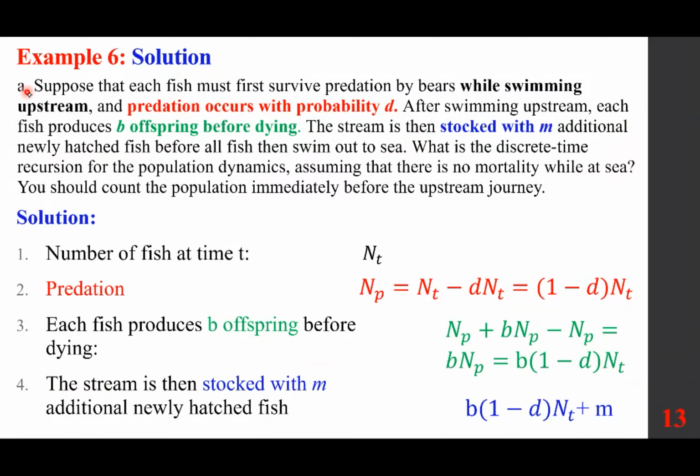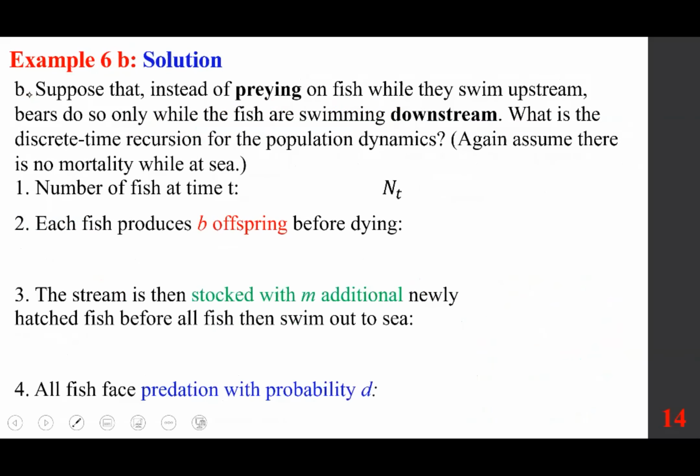Now, let's look at a slightly different scenario. Suppose that instead of preying on fish while they swim upstream, bears do so only while the fish are swimming downstream. What is the discrete time recursion for the population dynamics? Again, assume there is no mortality while at sea.